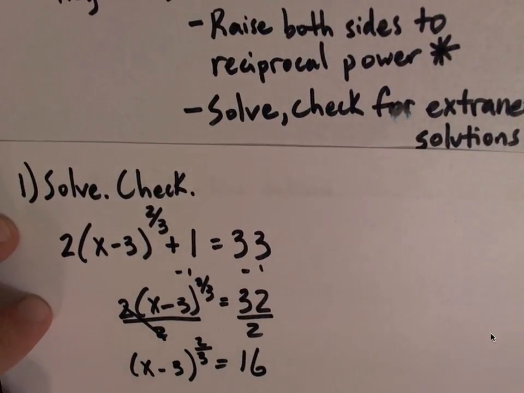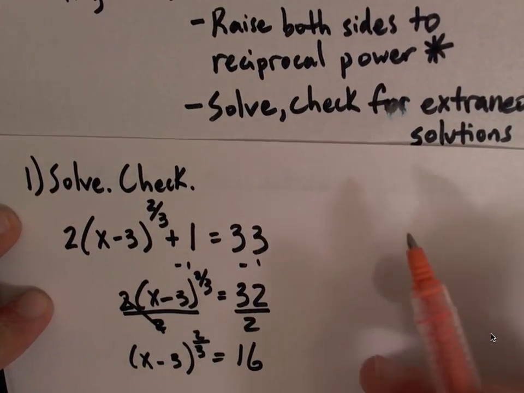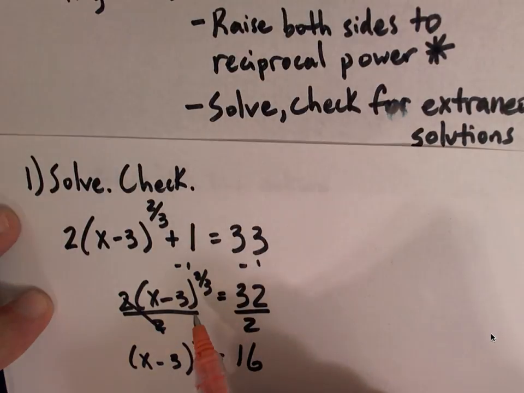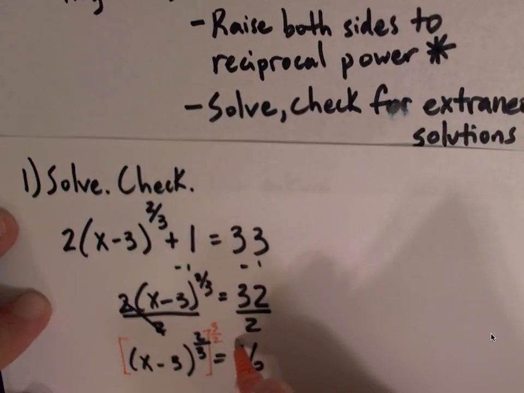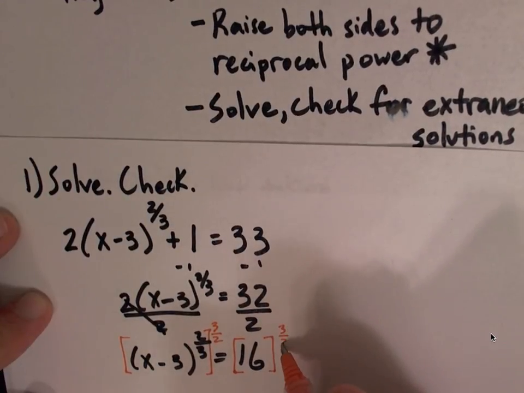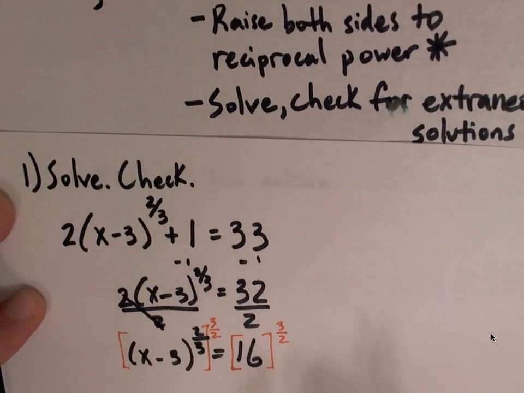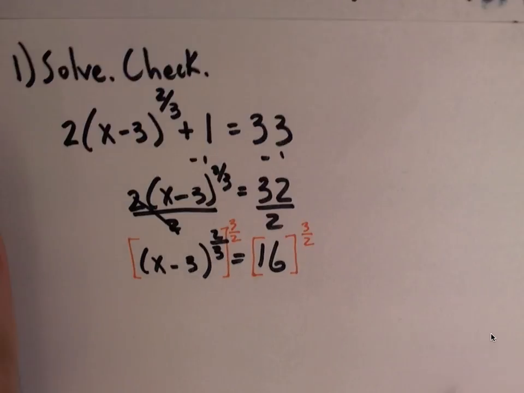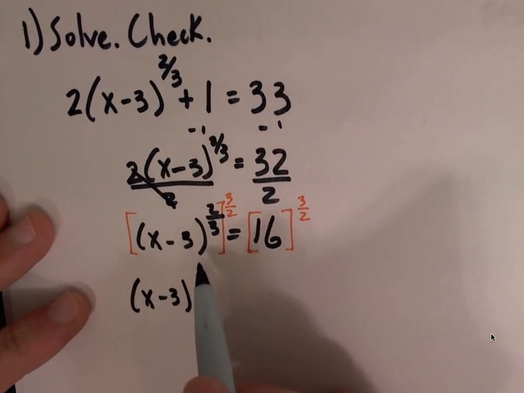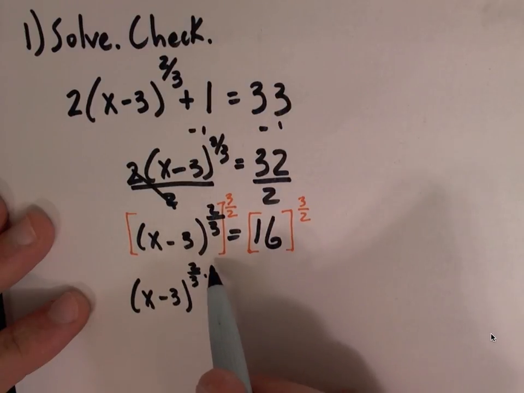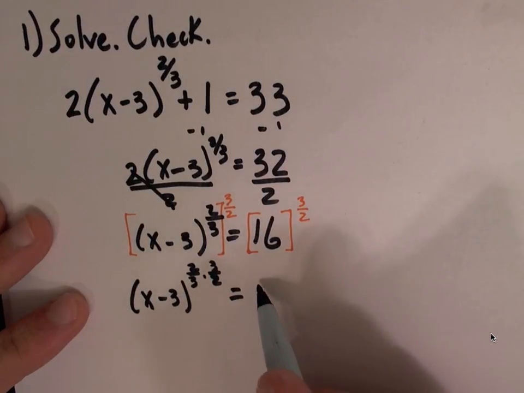Alright, now here's the step we haven't seen as much. Remember, we're going to raise both sides to the reciprocal power. So 2/3, I'm going to raise that to the 3/2. Raise both sides to the 3/2. Remember, when we take a power to a power, we multiply these, so 2/3 times 3/2, and then we get 16 to the 3/2 here.